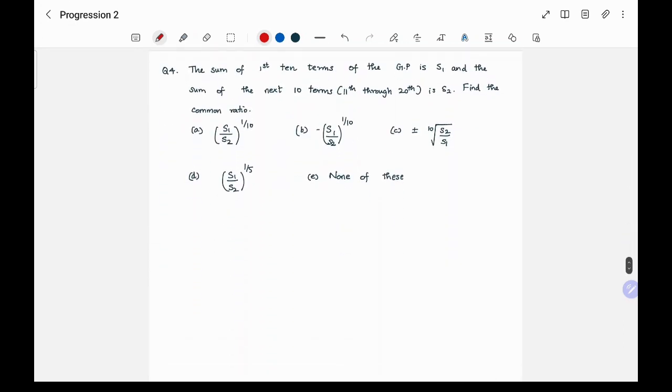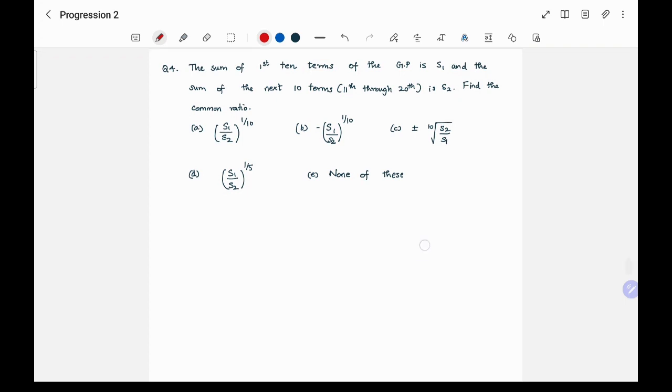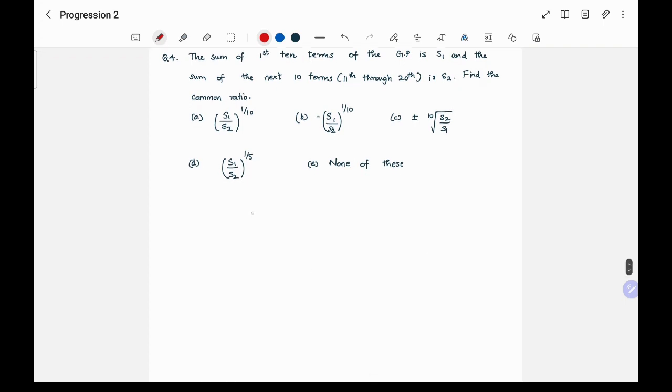So let us now go to the next question. The sum of the first 10 terms of the GP is S1 and the sum of the next 10 terms, from 11 through 20, is S2. Find the common ratio. Okay, we'll first say A be the first term and R be the common ratio. So how will the GP be? A, AR, AR square and so on.